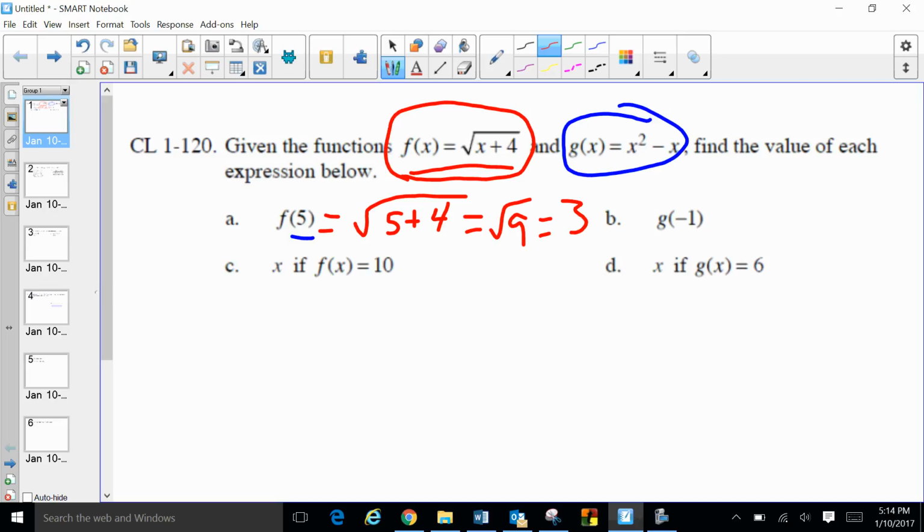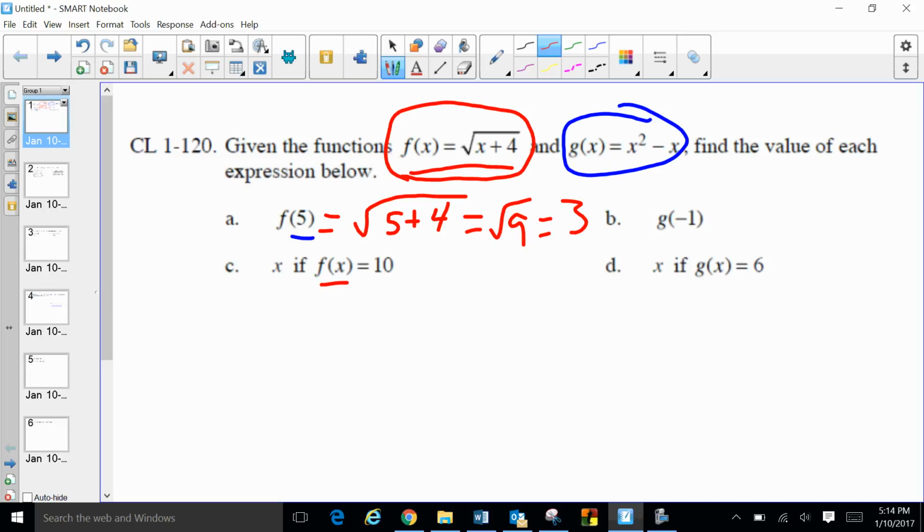Let's look at C, because C is a little different. C does not say what is f of a number. It wants to know what x would be if f of x equals 10. Well, remember that f of x is the same as y.